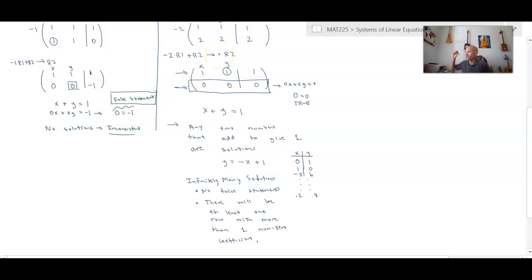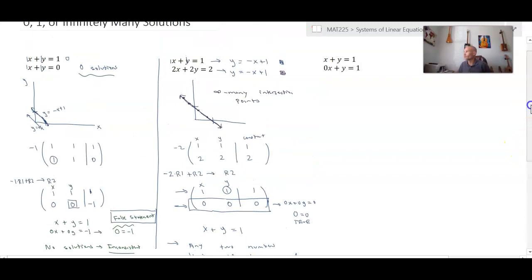Once the elimination process has terminated, because we can't do anything else, and because we end up with non-zero coefficients, that in conjunction with the no false statements outcome allows us to guarantee that there are going to be infinitely many solutions. Now, we're only looking at two equations and two variables. The reason I say there will be at least one row with more than one non-zero coefficient is if you had three equations, you could actually end up with two of those rows ending up with more than one non-zero coefficient.